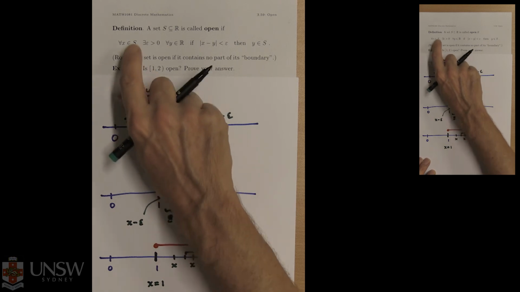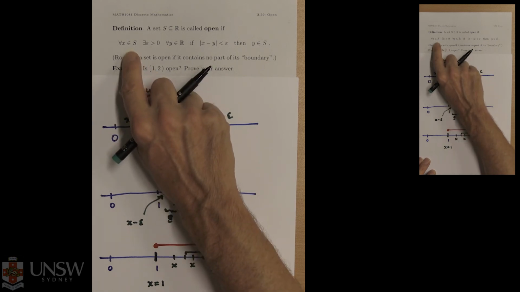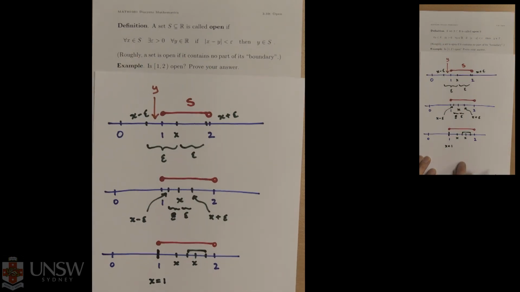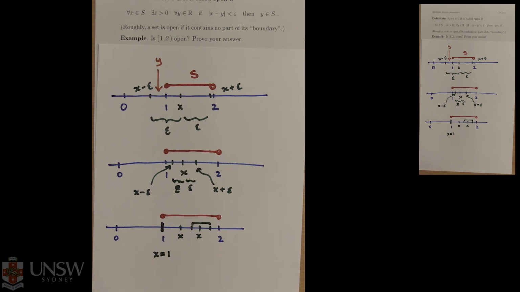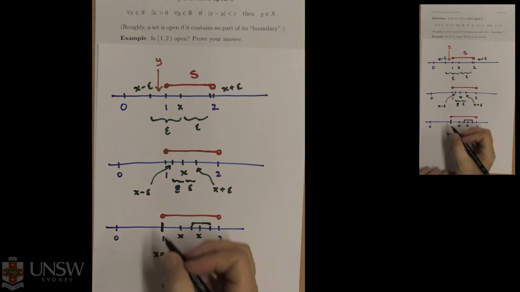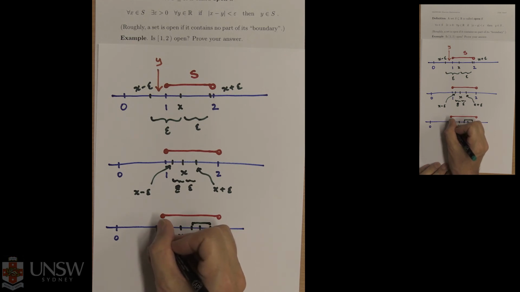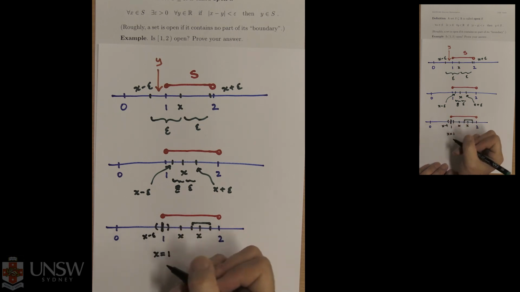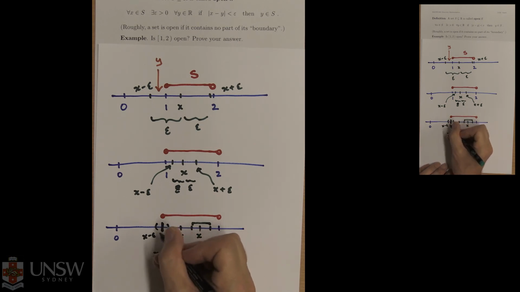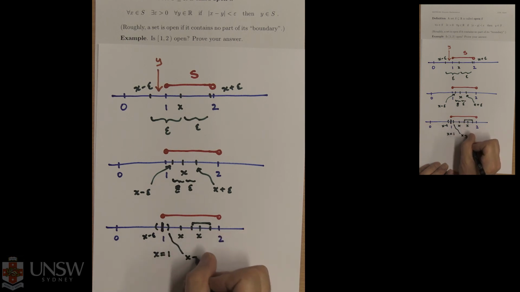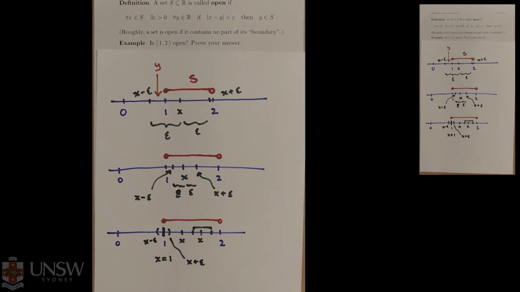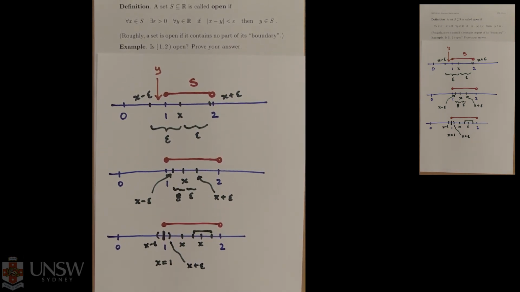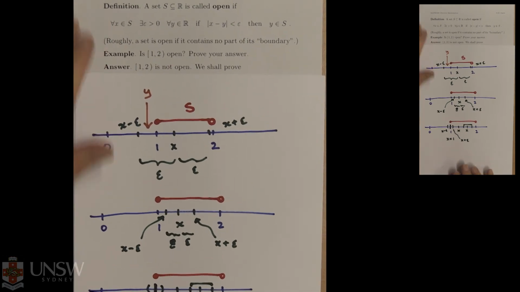Notice carefully what the statement says. For all x in the set S, x can't be just any old real number. It has to be an element of the set S, which is the set in red in these diagrams. And if I take x equals 1, which is an element of that set, can I now find an epsilon? Well, no, I can't, because no matter how small I make that epsilon, the x minus epsilon is going to stick out below 1, and a y in this set between x minus epsilon and x plus epsilon might not be in S. And therefore, the answer is that the statement is false. So 1, 2 is not open.